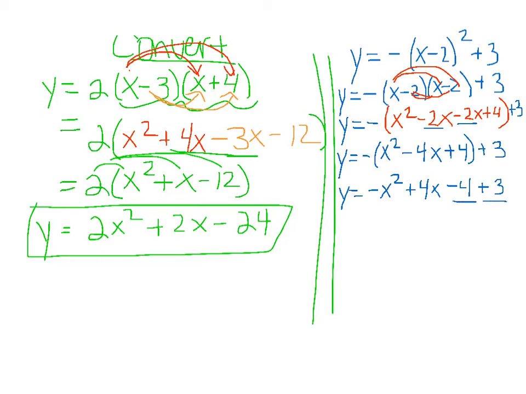Now you notice we have like terms again. We have constants at the end. So we've got y equals negative x squared plus 4x. Negative 4 plus 3 would be negative 1, so minus 1. And that would be my standard form.